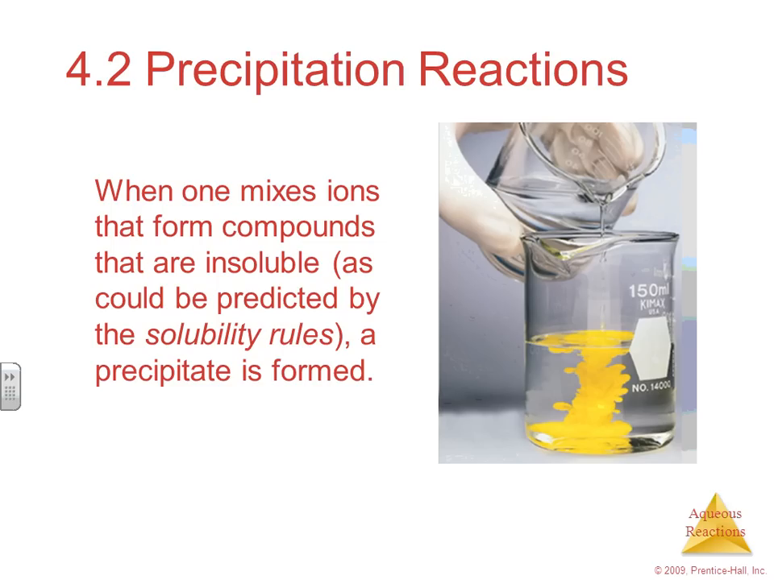A precipitation reaction occurs when one mixes ions that form compounds that are insoluble, as you'd predict by the solubility rules. So if you look at the two compounds that would form in a double replacement reaction, if one of them is insoluble, then a precipitate is going to form. And what you're seeing here is a precipitate of the bright yellow solid lead iodide.